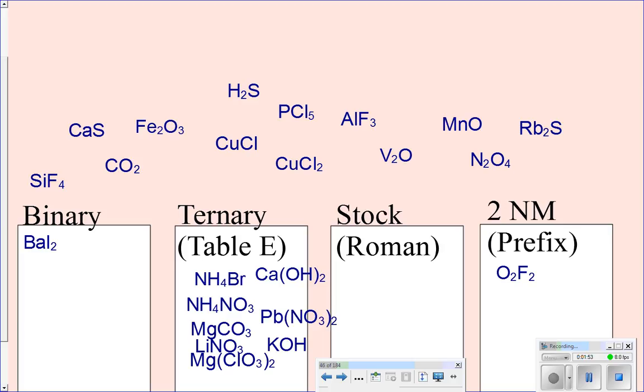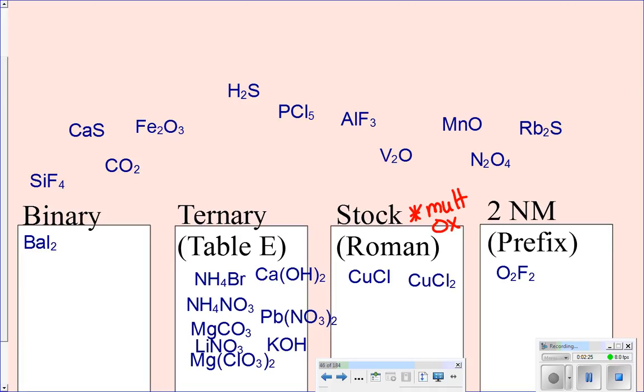The other thing we have to watch out for is if we're using the stock system or a Roman numeral. Remember, we're looking there for multiple oxidation states. So you should have opposite sides of the staircase, and your metal should have multiple charges. Let's look at an example of one of those. Put your finger on Cu and Cl. Opposite sides of the staircase, copper has more than one charge. So both of these compounds fall into that category.